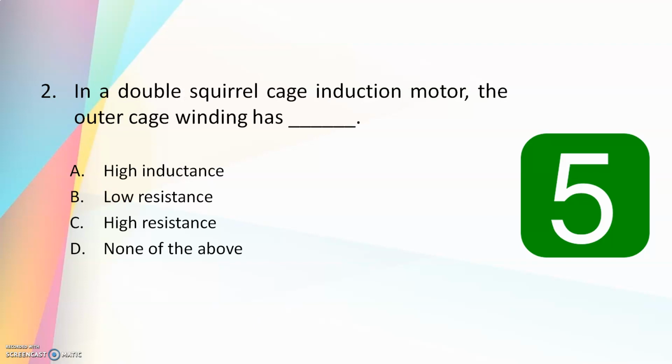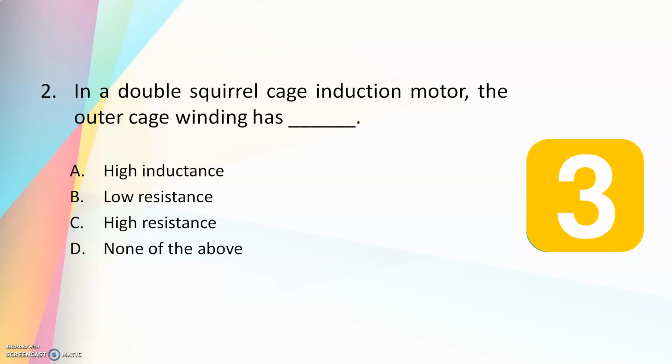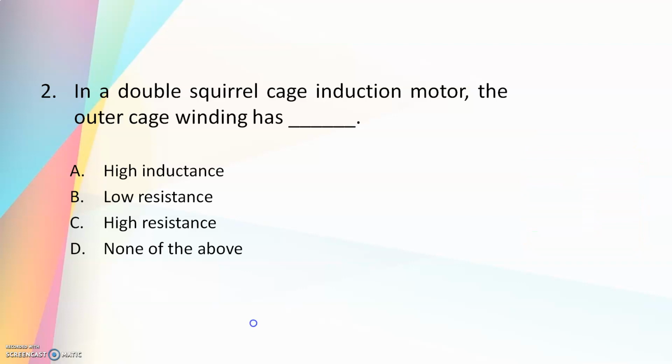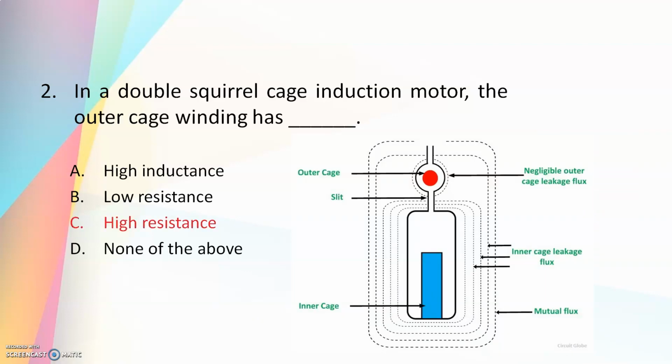In a double squirrel cage induction motor, the outer cage winding has: high inductance, low resistance, high resistance, none of the above. And the answer is high resistance. And a double cage induction motor also has high starting torque at low starting currents. That is the advantage.